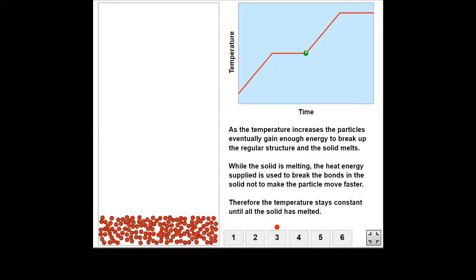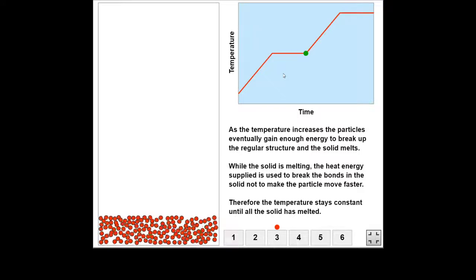So even though during this period here we are adding heat, the way that we normally measure or get an idea of how much heat there is in something is to measure its temperature. But while we are adding energy to this material, the temperature stops increasing. So it's difficult to tell exactly how much energy we're adding.